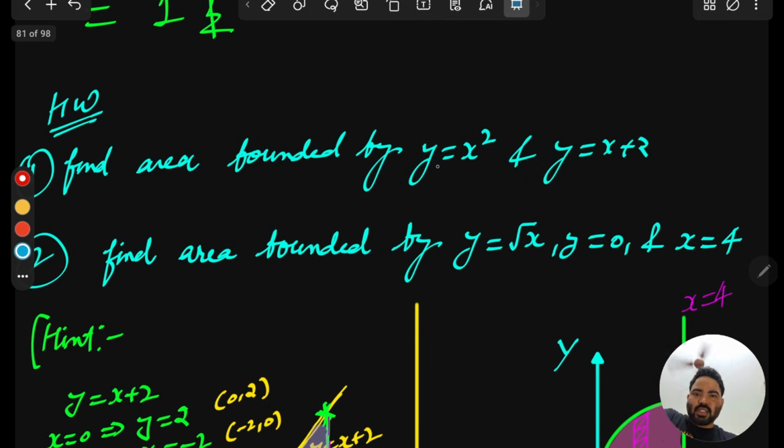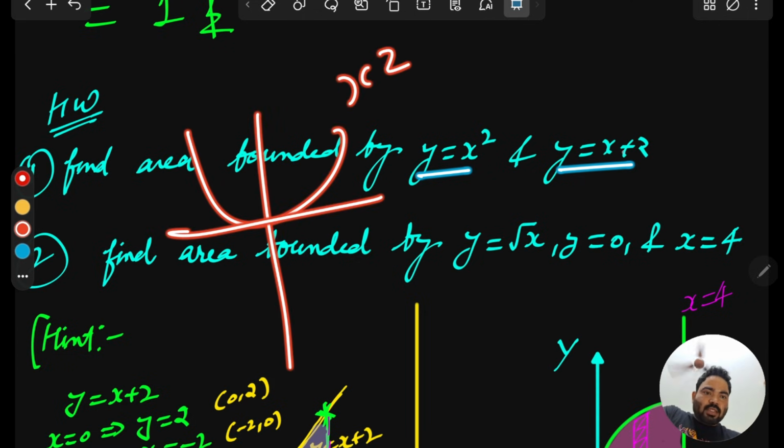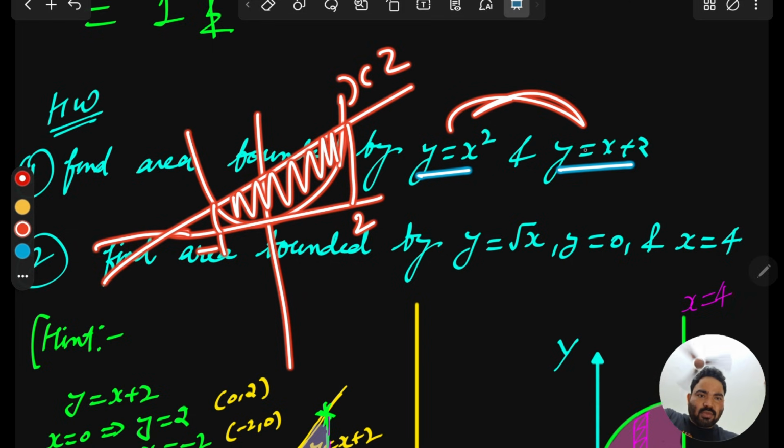This is the homework question. Find the area bounded by these two curves. See how you can solve. y equal to x square is this, and this is y equal to x plus 2. The line y equal to x you already know. x plus 2 means just 2 units above, so you have to find this area. If you notice, here to here, I think this is -1 and let's say this is 2. After solving, you put the y value here: x plus 2 equal to x square. If you solve, you can get the x values, -1 to 2 in this case.